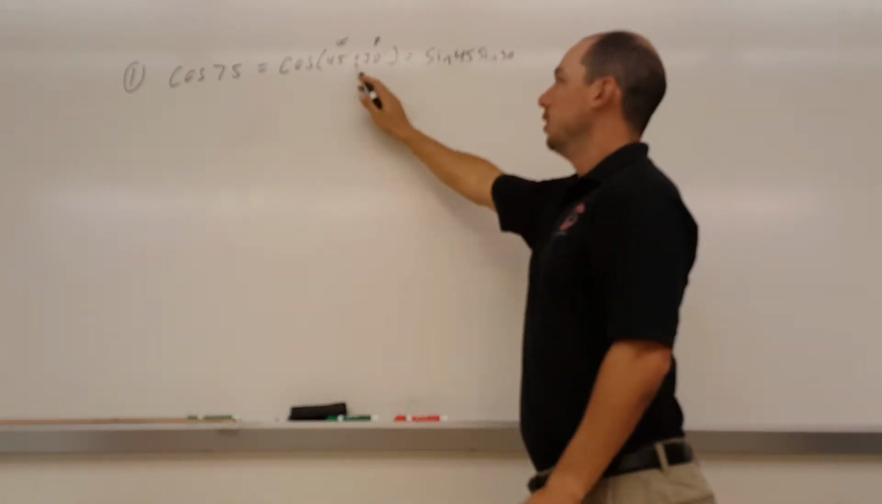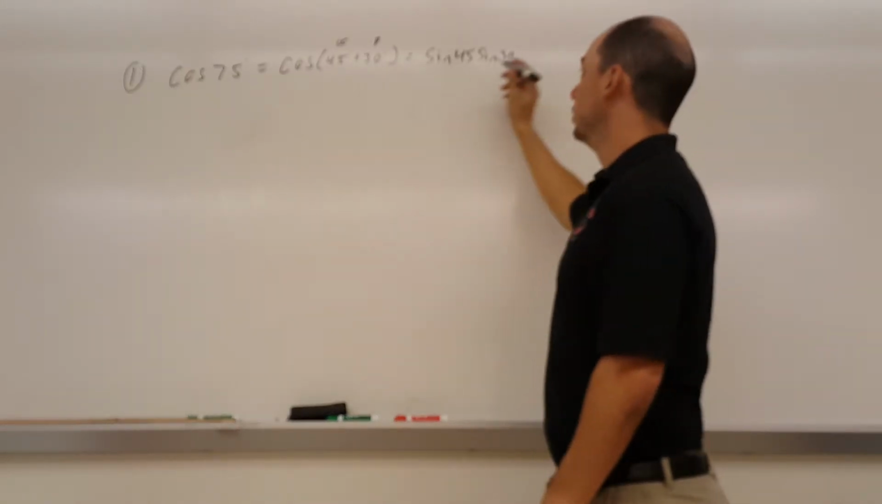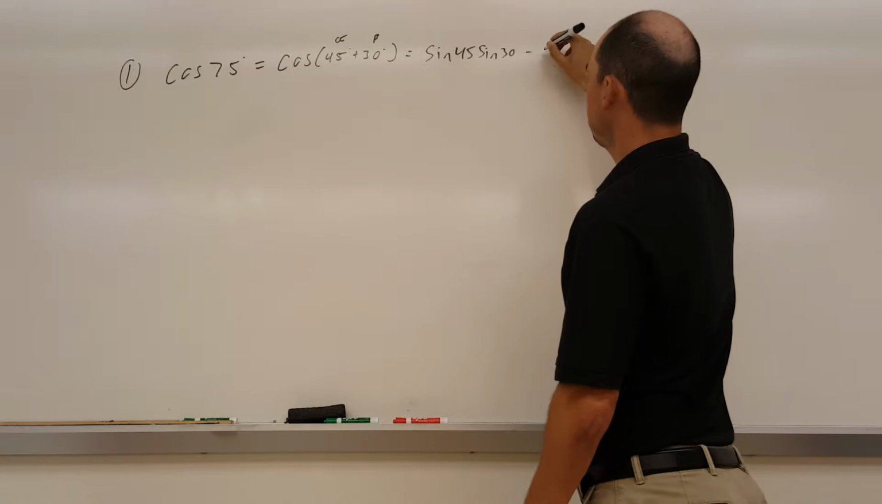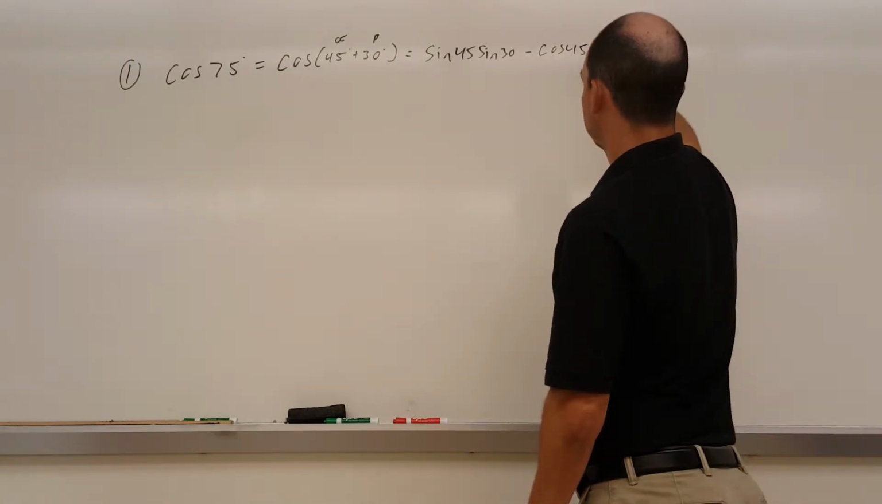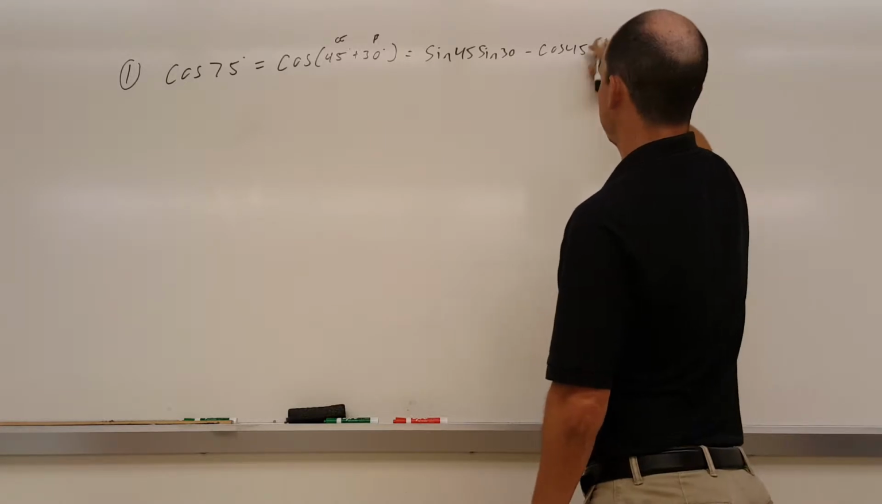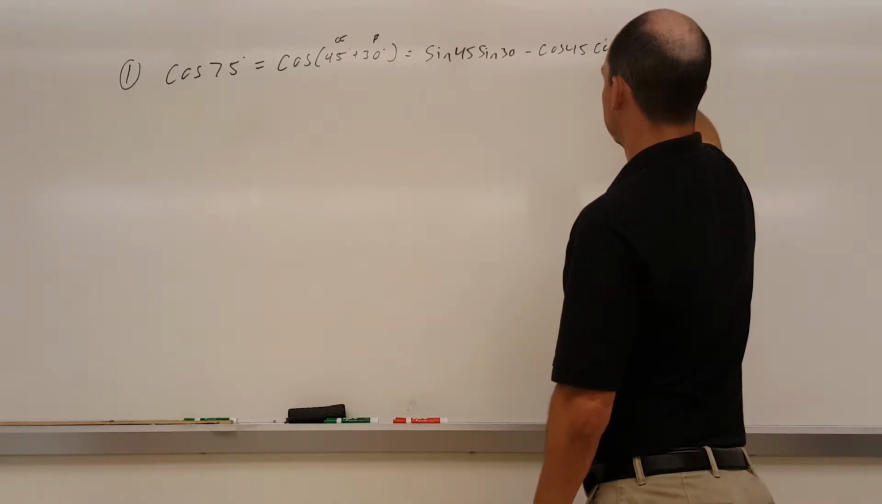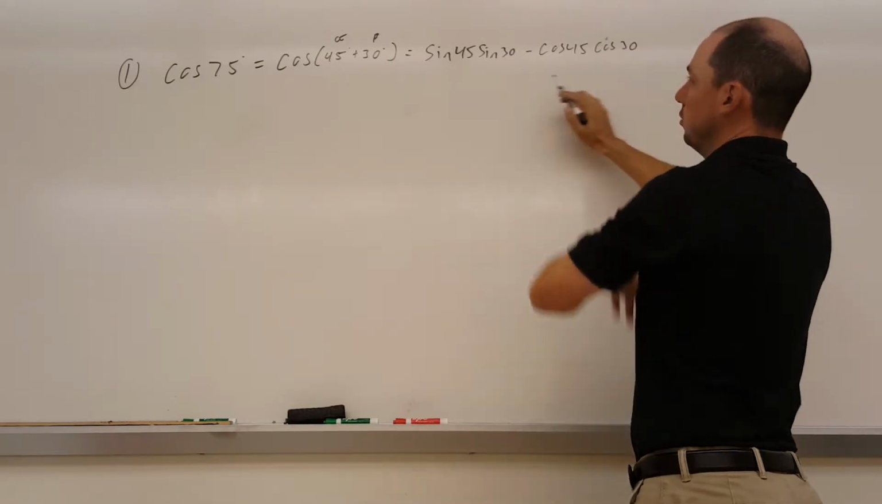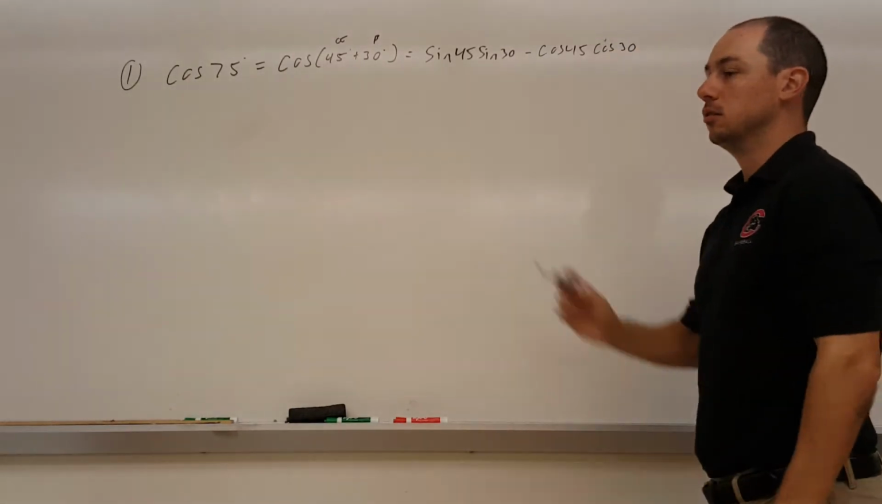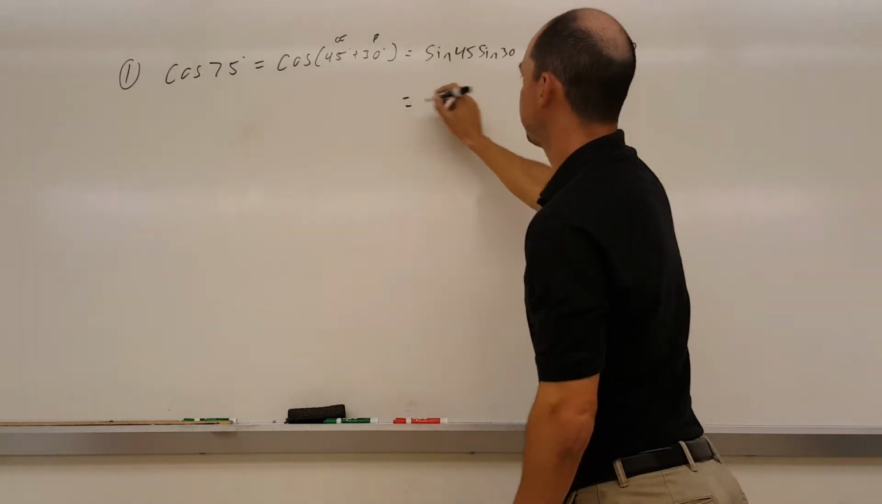It's a little weird. It's plus here, but in the formula, we switch to minus. Cosine 45 times, I'm sorry, times cosine of 30. Again, sines are together, cosines are together, of each angle. Instead of plus, it's minus. Let's do our next step right here.